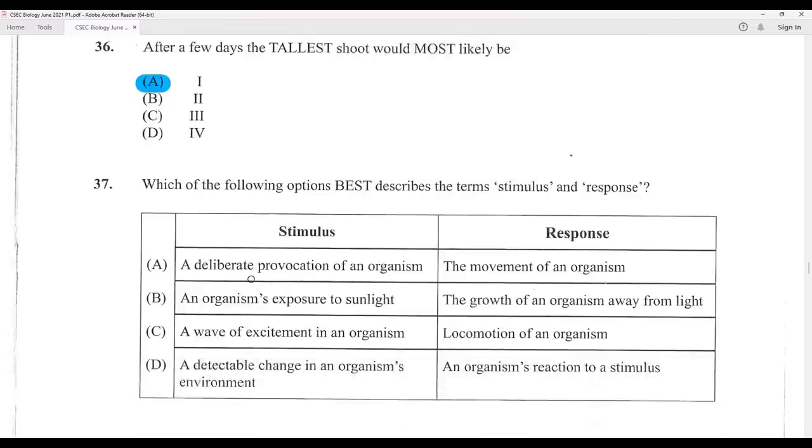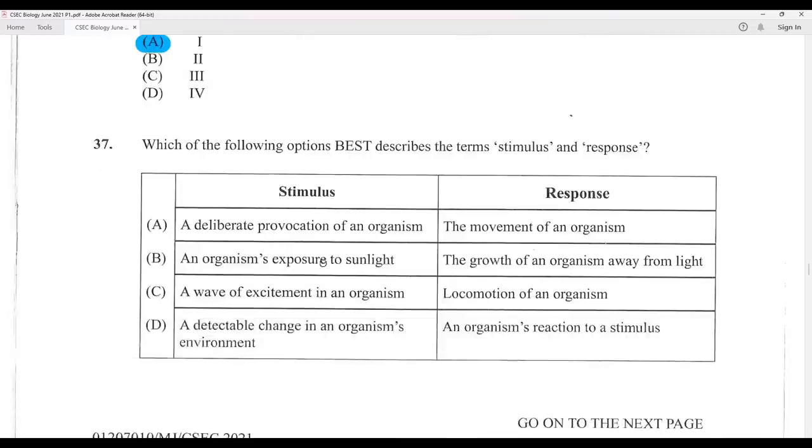Question 37, which of the following options best describes the term stimulus and a response? Stimulus is a change in the environment and a response is the reaction to the change, or the reaction to the stimulus. The best answer that would give us that is D.